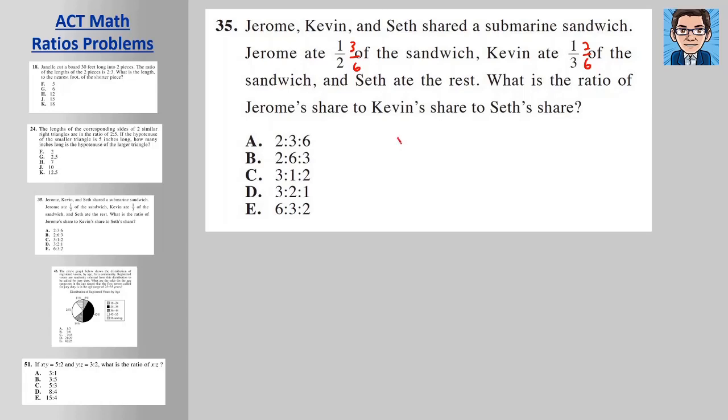So Jerome ate 3 out of the 6 pieces, and then Kevin ate 2 out of the 6 pieces, and then what's left for Seth is just 1. So it gives us the ratio of 3 to 2 to 1. So the trick here is putting it all in common denominator, in common pieces of 1/6 rather than halves and thirds. So 3 to 2 to 1 gets us the answer of D for this.